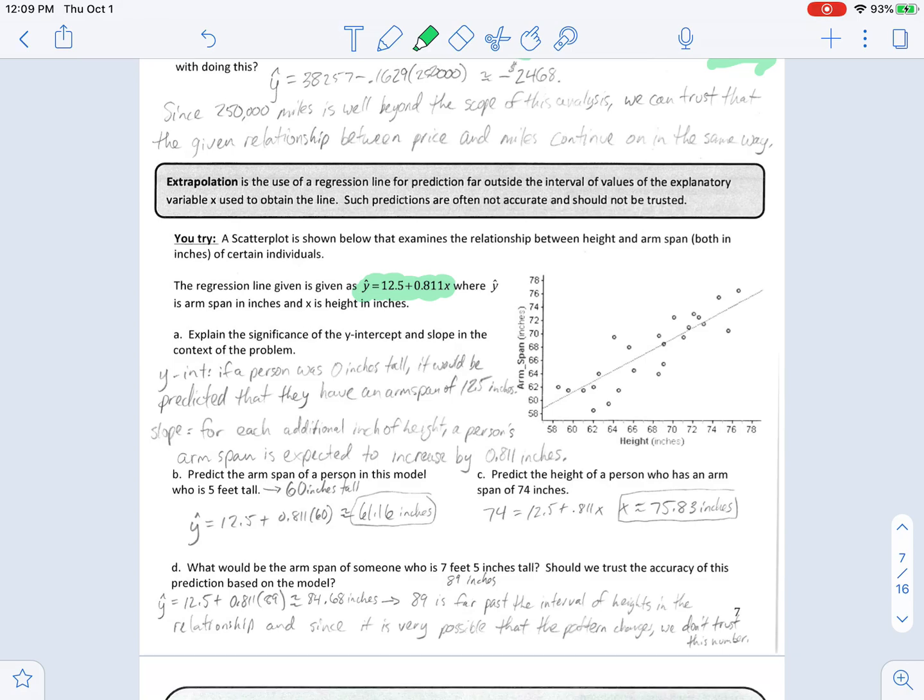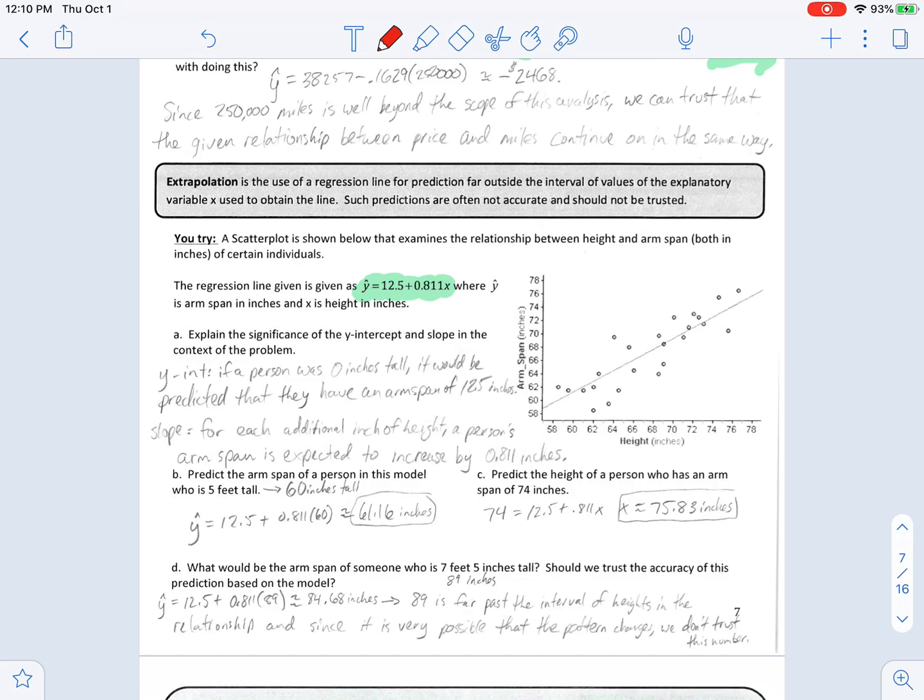And then the other part, letter C, they actually give you an arm span this time. So you're working backwards to figure out that that person is possibly about 75.83 inches tall. This time you plugged in for y. Again, you could use the graph, go up and over from the numbers, but since you have the equation, it's much more reasonable and probably the best way to do it.